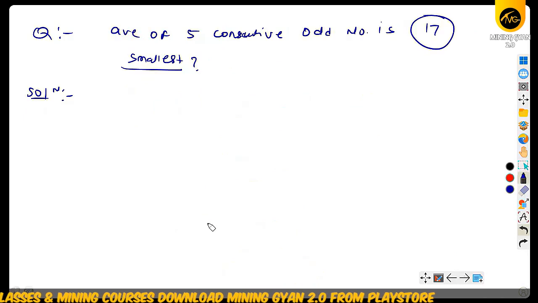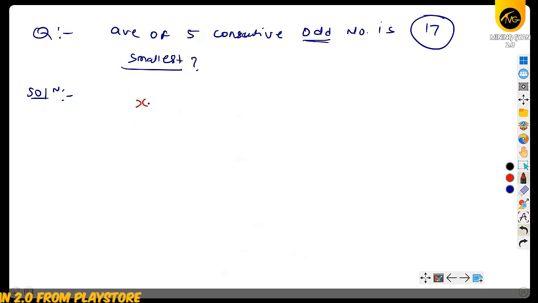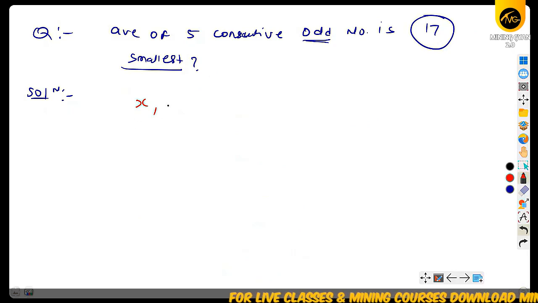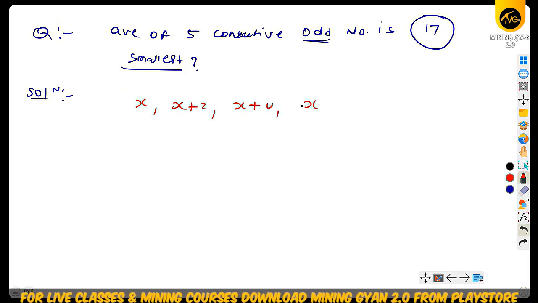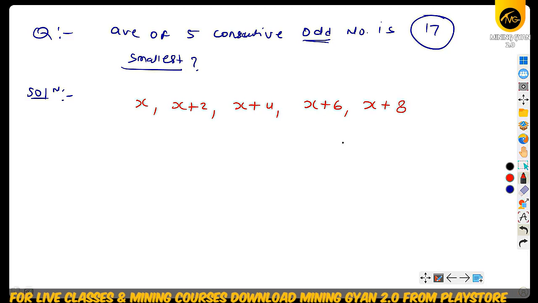Okay, now the second portion is the odd number series. So what is the odd number series? So basically x, again you have to use the similar kind of series, because this is also the difference of 2. Even numbers ho ya odd numbers ho, the difference will be same, that is 2. So x plus 2, again x plus 2 plus 2, that will be x plus 4, x plus 4 plus 2, that will be x plus 6. Now again x plus 6 plus 2, that will be x plus 8.